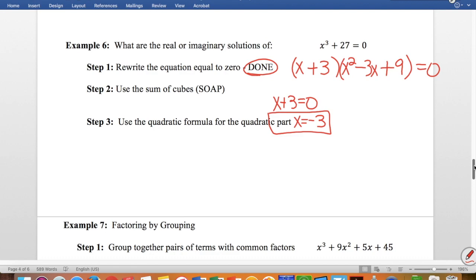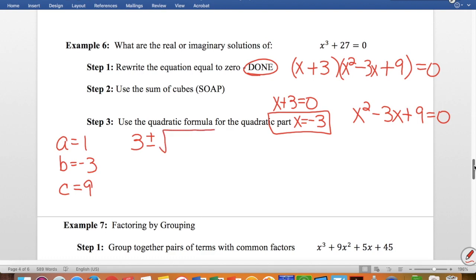Okay? And I'm going to break this into equals 0. And I'm going to use my quadratic formula. So a equals 1, b equals negative 3, c equals 9. So the opposite of b, positive 3, plus or minus, b squared, which is negative 3 times negative 3 is 9, minus 4 times a times c, all over 2 times a, which is 2.